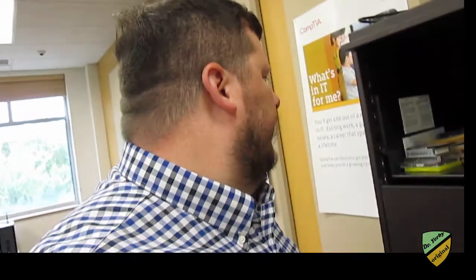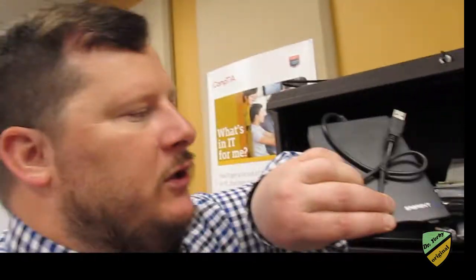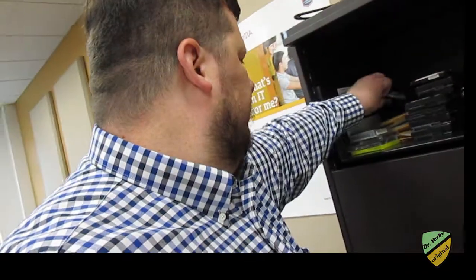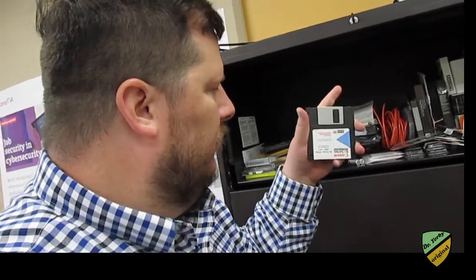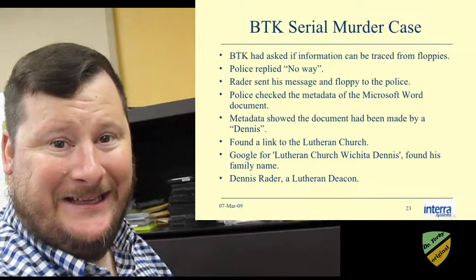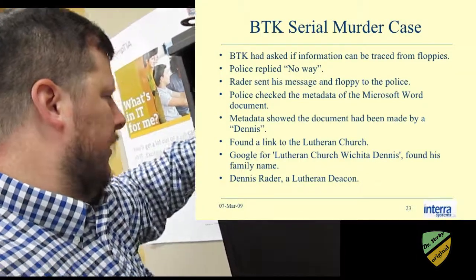You have other things that could be useful. This is a USB disk drive, so this might be useful if you need to investigate a case that uses an older floppy disk. We have these little floppy disks, and remember, these use the file allocation table one. This is how our BTK killer was located, with some metadata off of a disk.